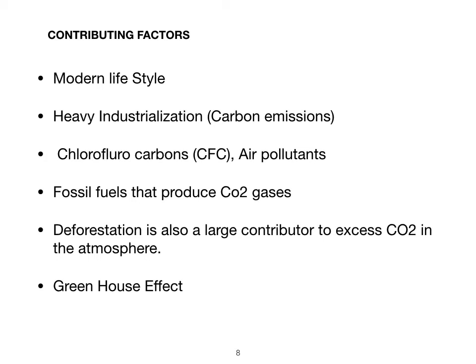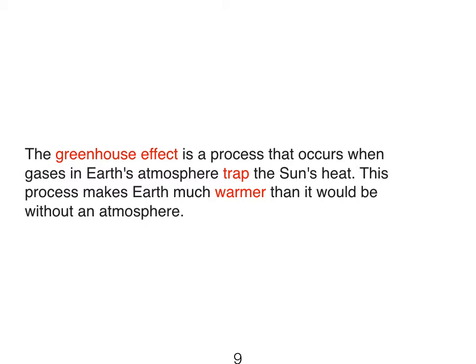What is the greenhouse effect? We've already discussed it, but let me explain it in detail. It is a process that occurs when gases in the Earth's atmosphere trap the sun's heat, and this process makes the Earth much warmer than it would be without an atmosphere. So basically, it's about a layer formed on the surface of the Earth where the heat bounces back to the surface, but it doesn't get out, and it gets stuck, and the temperature rises.